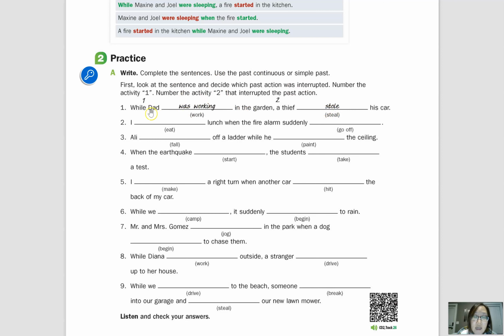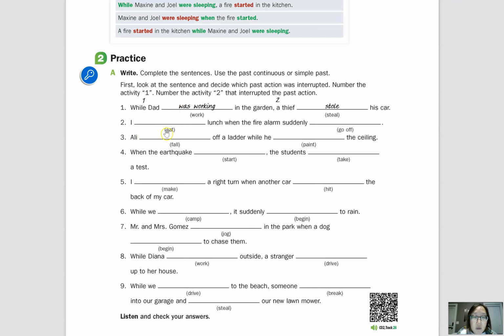So this is the activity or action that interrupted the ongoing activity. Okay, so we can see that we put number 1 with the continuous activity or past continuous, and then we put number 2 with the past tense activity, the activity that interrupted the ongoing activity. Okay, so let's do number 2 together.